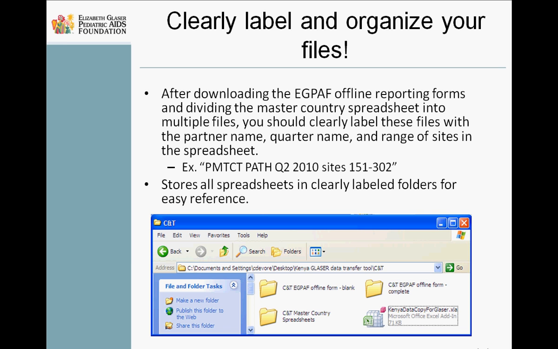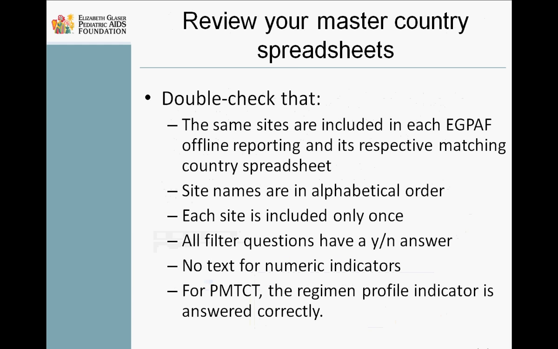Okay, a few more things to do before we use the add-in tool or the data transfer tool. Please double check that the same sites are included in each EGPAF offline reporting form and its respective matching country spreadsheet. So that means make sure that sites 1 through 20 in your EGPAF offline reporting form are the same sites that are in the country spreadsheet for sites 1 through 20. Make sure that all site names are in alphabetical order and each site is included only once.